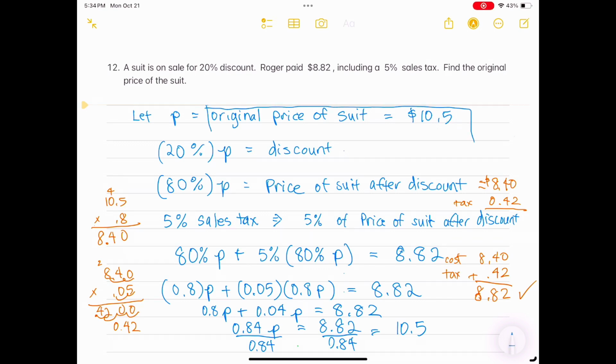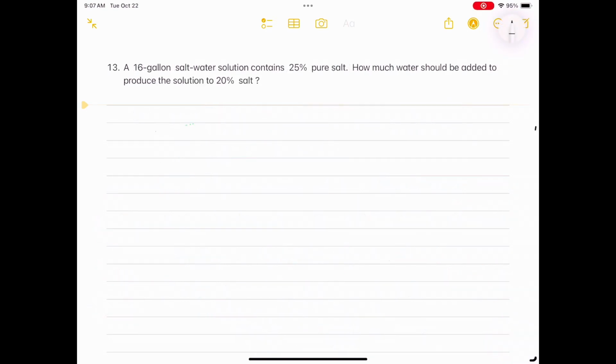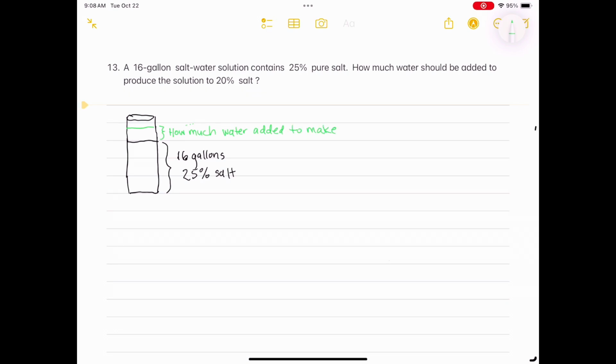I box my answer. A 16-gallon saltwater solution contains 25% pure salt. How much water should be added to produce the solution to 20% salt? I begin by drawing out a picture of a container, and I label it as 16 gallons containing 25% pure salt. What I need to figure out is how much water needs to be added to produce the solution to 20% salt, or how much water needs to be added to dilute the solution to 20%.